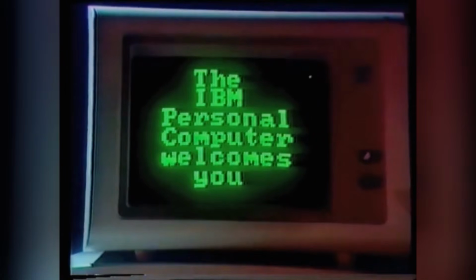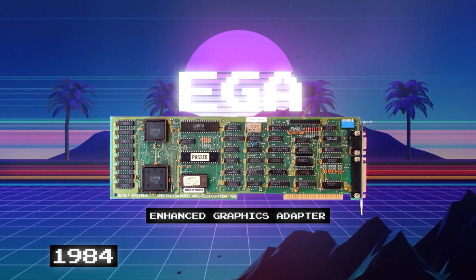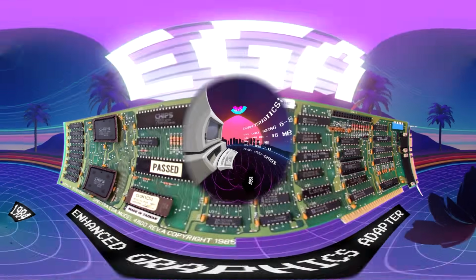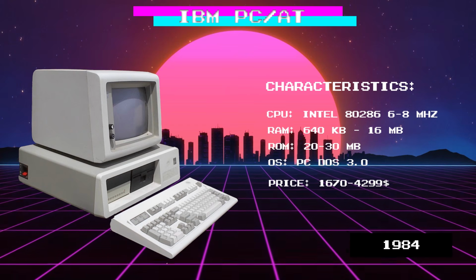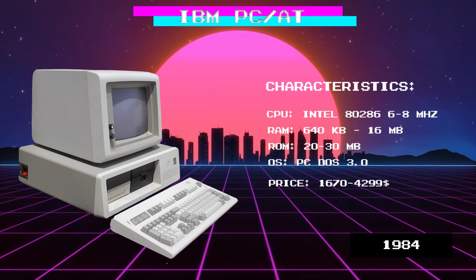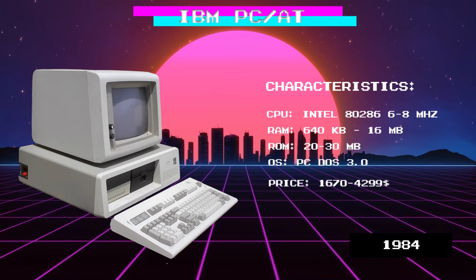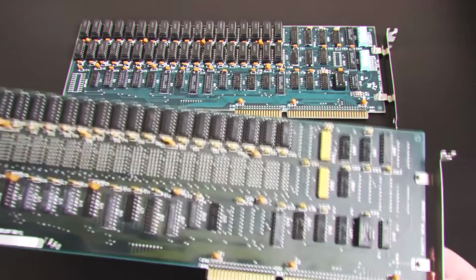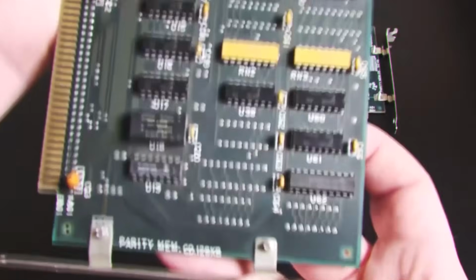The logical extension of MDA and CGA was also an IBM product called EGA, Enhanced Graphics Adapter, introduced in September 1984 for the new IBM PC-AT personal computer. At its core, the new video adapter was the first of its kind able to reproduce normal color images. Just like CGA, EGA supported text and graphics mode with a maximum resolution of 640 by 350 pixels, using 16 colors out of 64 possible.